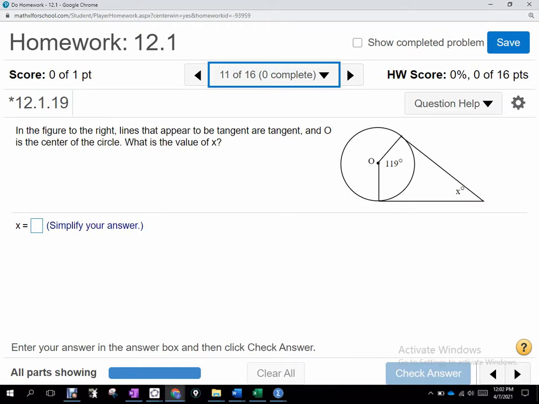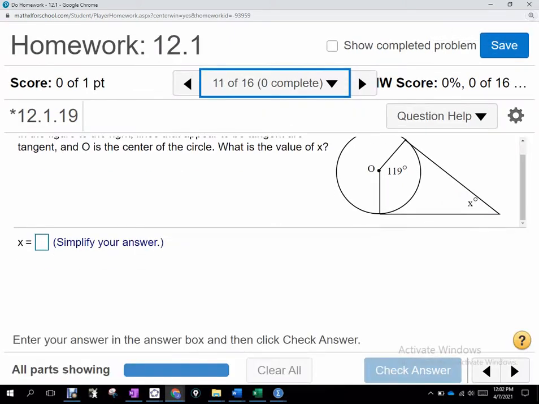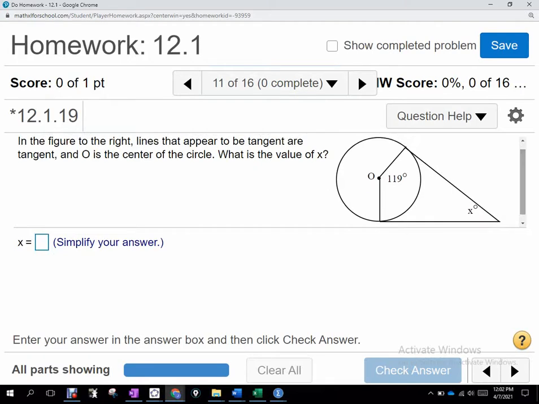In the figure to the right, lines that appear to be tangent are tangent, and O is the center of the circle. What is the value of x? If this is a tangent right here, and this is a radius, a radius and a tangent, how do they intersect? They intersect at the point of tangency, at a right angle. So then the same thing happens up here, right?